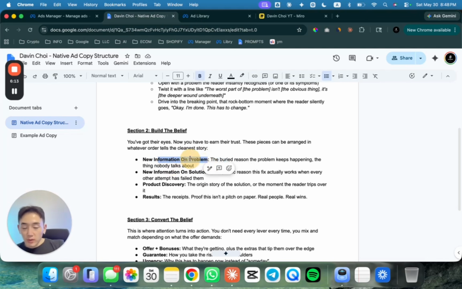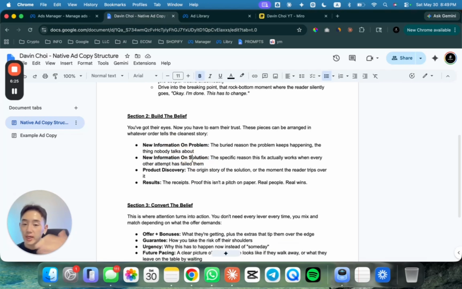So this new information on the problem is important, but the new information on the solution is even more important because this has to be able to fix whatever you introduce here. I'll give you guys an example actually. This can look something like, you guys have been using hair serums. The reason why it didn't work, new information on the problem, is because hair serums only target your hair at the surface, but our solution, we're selling a hair supplement, and this hair supplement targets your hair at the roots internally, which is why it will actually fix it this time around. Now, it's not that easy, but I'm just trying to get the point across, right? So this is how you can introduce a new piece of information on the problem and the solution.